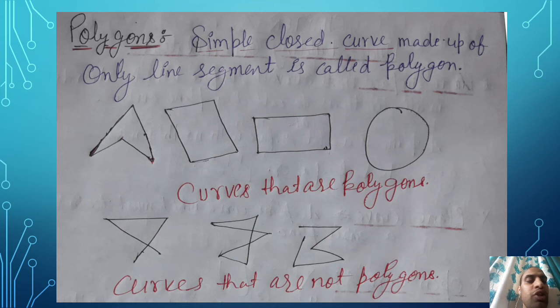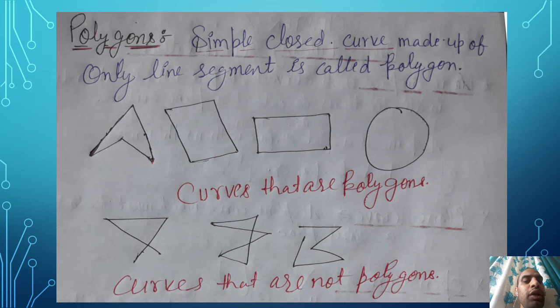Now we have the next topic, that is polygons. If we read this word, it is a combination of poly and gons. Poly means many, gons means sides. So we can say a simple closed curve made up of only line segments is called a polygon. In general, the literal meaning is poly means many, gons means sides, having many sides. Any figure that has many sides is called a polygon.